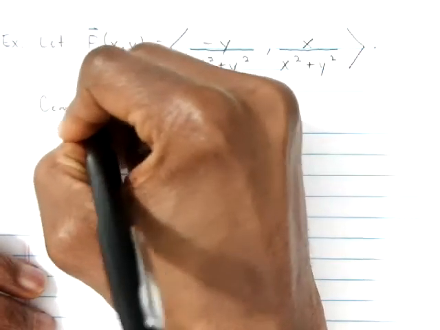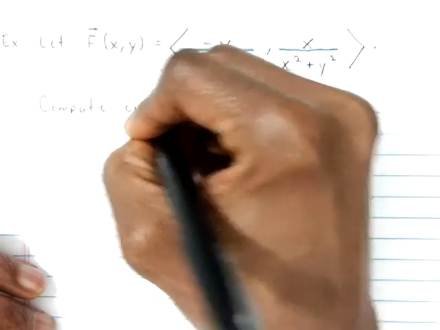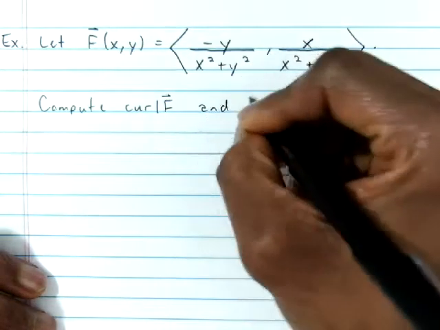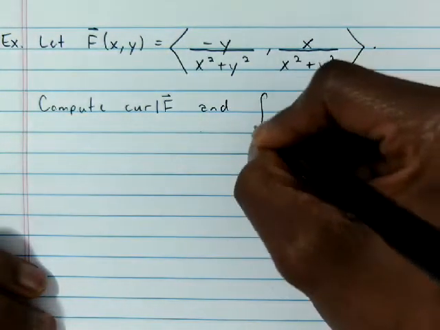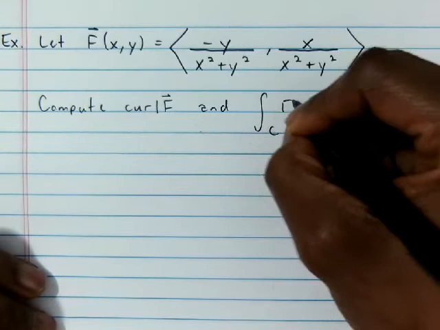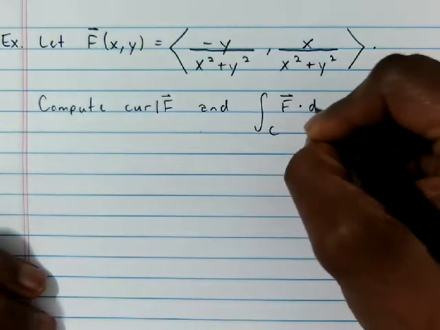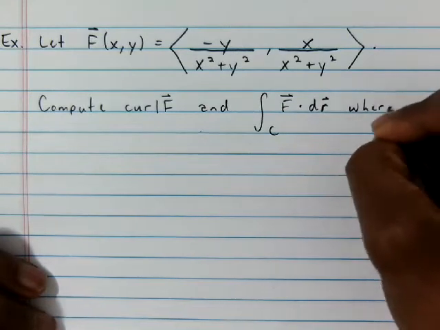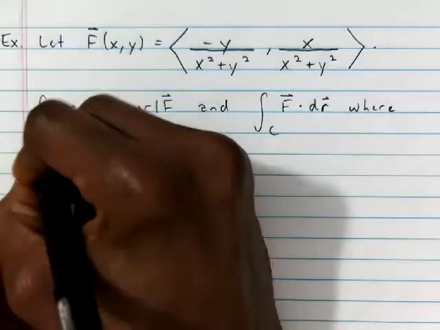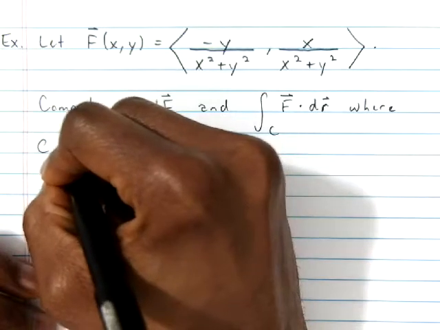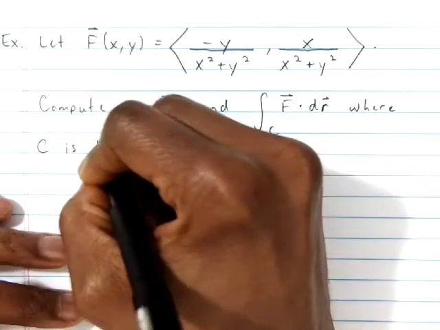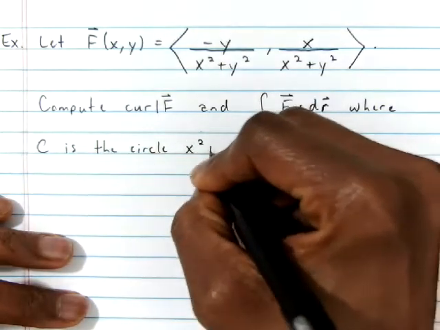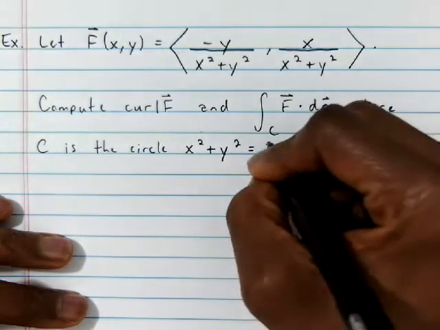Compute the curl of F and the line integral over C of F dot dr, where C is the circle x squared plus y squared equals 1.